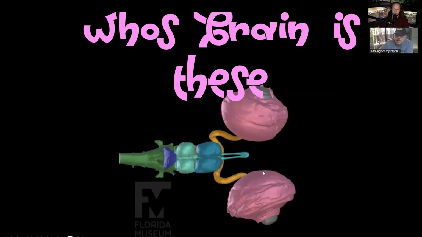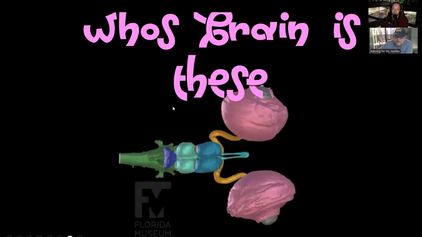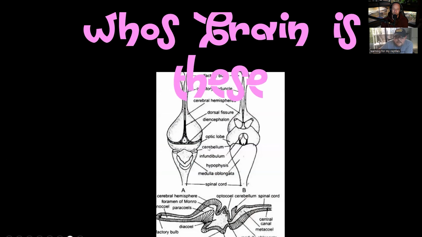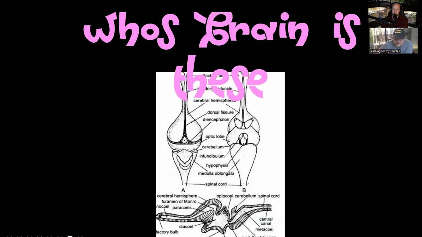So that was kind of the talk for the most part. I'd like to ask, what is this brain? So audience, what is this brain? This one might be an easy one. Yeah, and I already cheated because I know what the next slide is. Yeah, this is a veiled chameleon brain. So yes, this is a veiled chameleon brain. What brain is this? Uromastyx brain. Yeah, it has all the features.